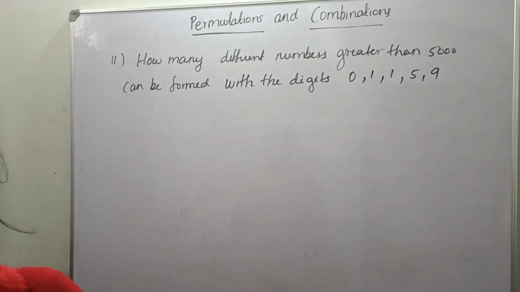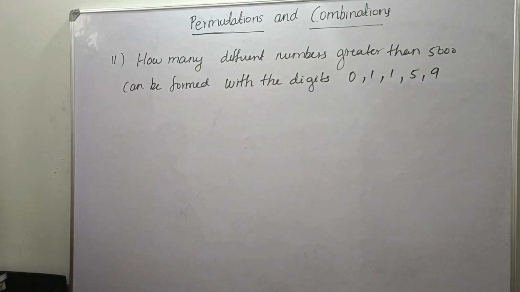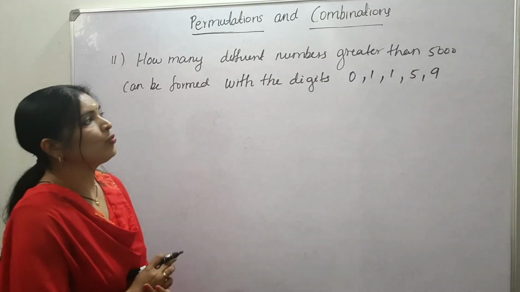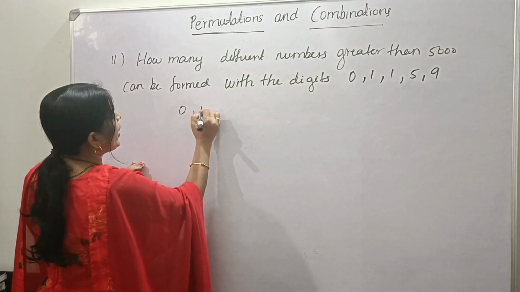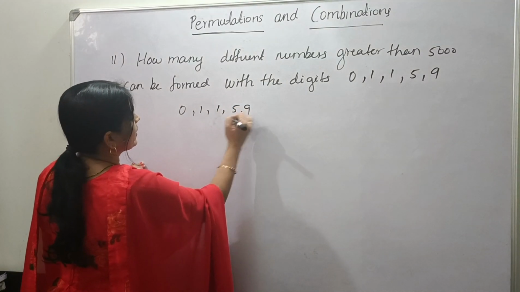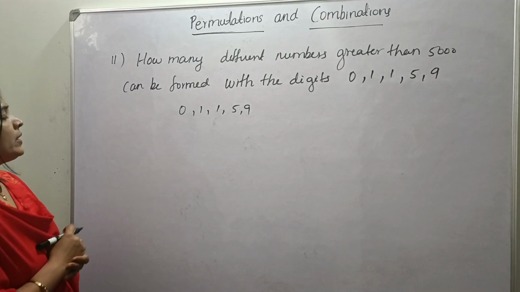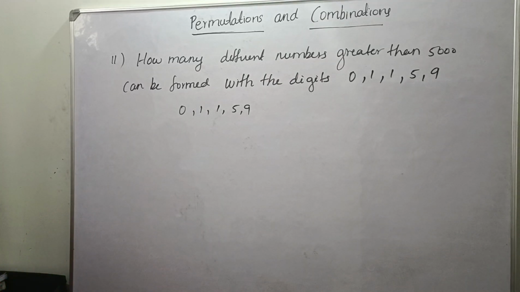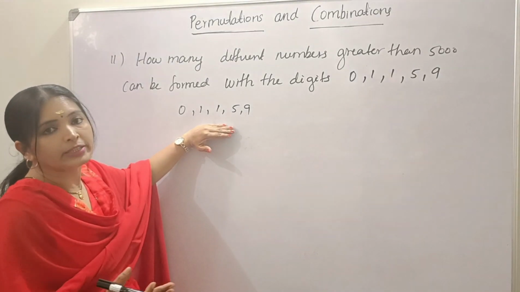Look at the next question. How many different numbers greater than 5000 can be formed with the digits 0, 1, 1, 5, 9? Given digits 0, 1, 1, 5, 9, there are 5 digits in total. One is repeated, and here we have to find numbers greater than 5000.